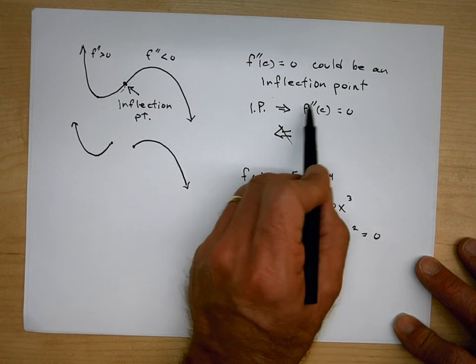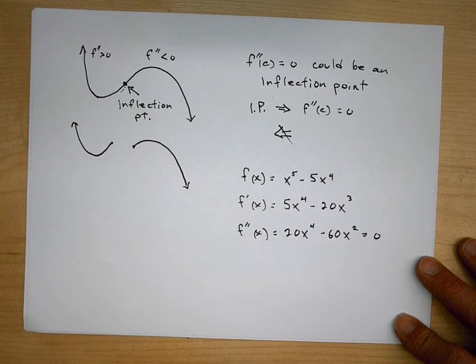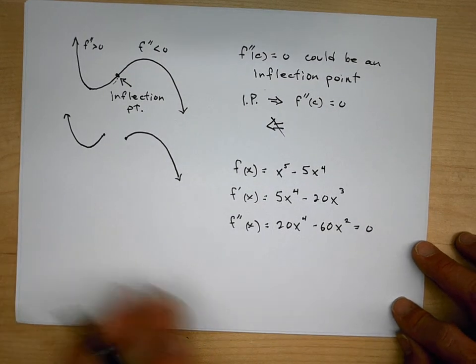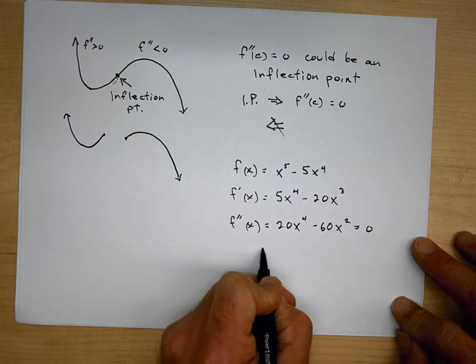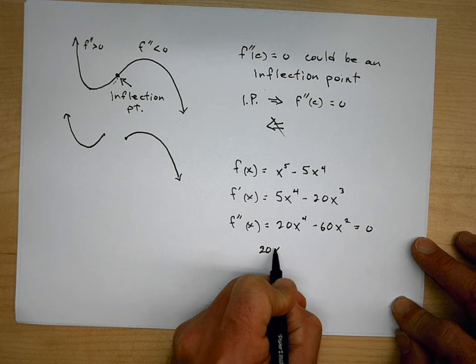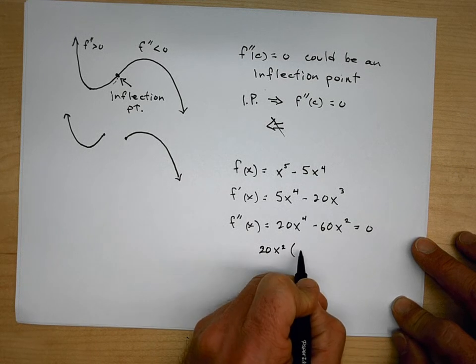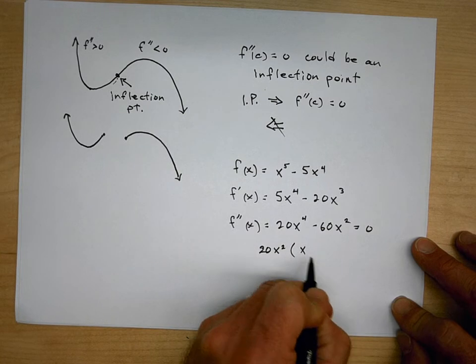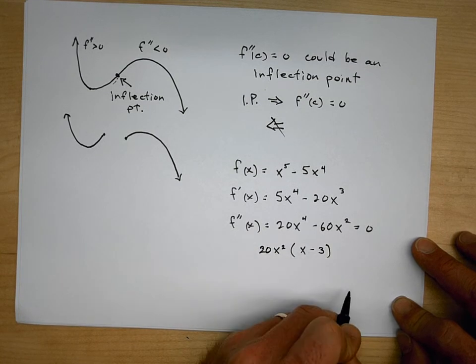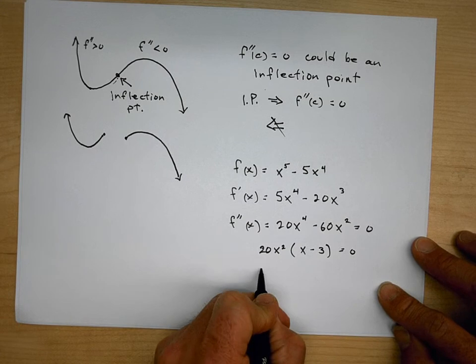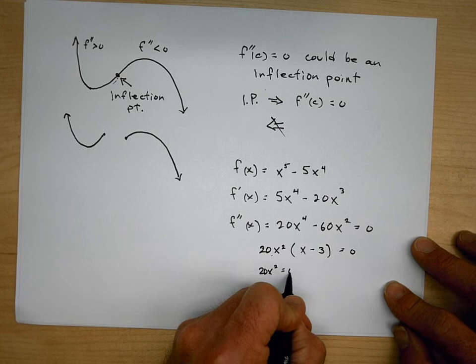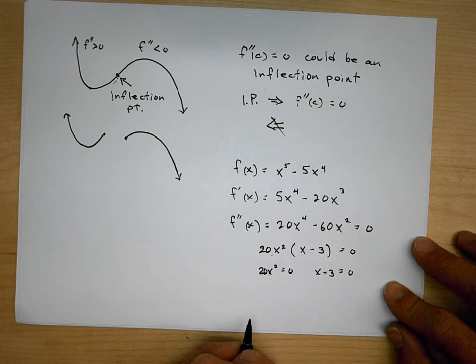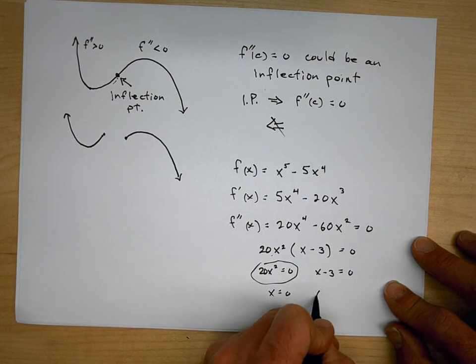Remember, the second derivative being 0 doesn't necessarily mean we have an inflection point, and actually this example is going to show that precisely. But we need an idea of where to look for them. So we set it equal to 0. I can factor out 20x squared, and I end up with just x minus 3 left, equals 0. The product of two things is 0, so either 20x squared equals 0 or x minus 3 equals 0. The only thing that makes the first true is x equals 0, and of course here I have x equals 3.